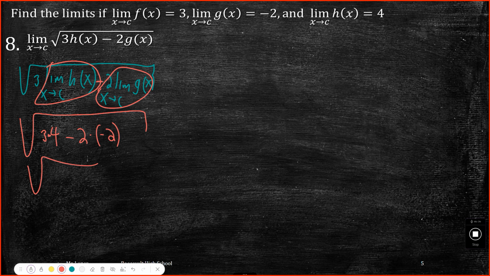So this is going to be what? 3 times 4 is 12. But negative times a negative is a positive 4. So the square root of what? Which is 4.